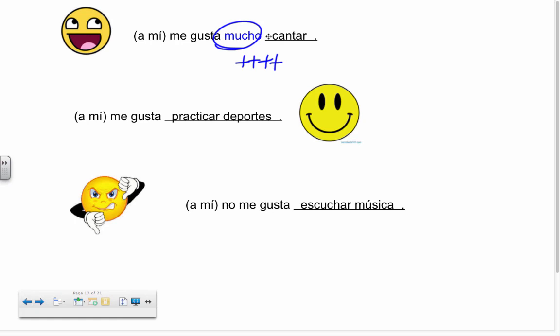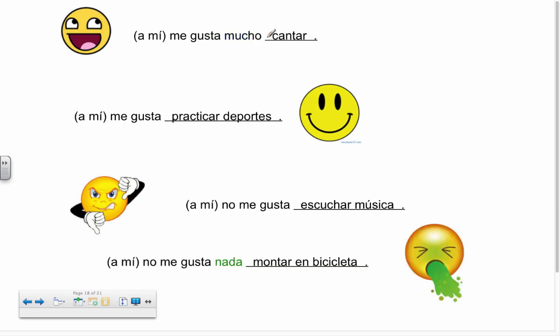And likewise, what if you really don't like something? Like I don't like music. "No me gusta escuchar música." But I really don't like something. I could say, "a mí no me gusta nada montar en bicicleta." Just the idea of riding a bike makes me sick. Not really, but good. So there are 4 great sentences.